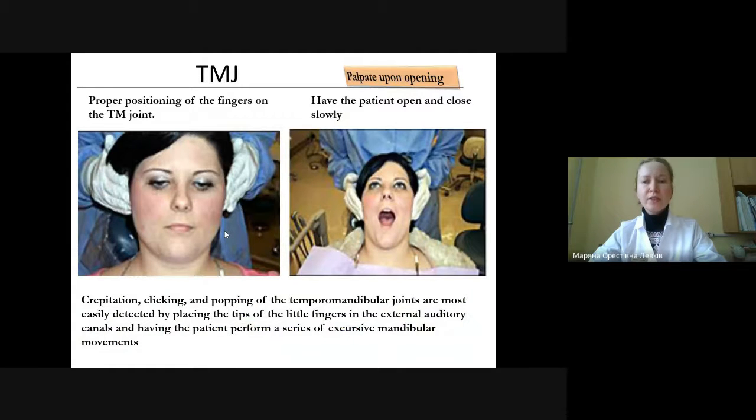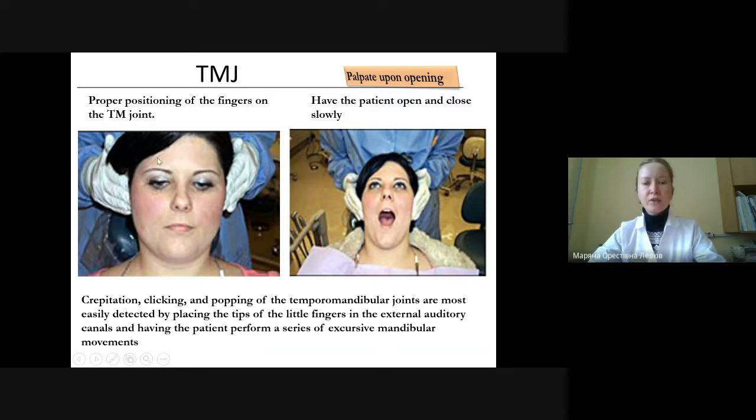Temporomandibular joint, TMJ. It is checked to find out any crepitation, clicking, and popping of the temporomandibular joints. Actually, it is most easily detected by placing the tips of the little fingers in the external auditory canals and having the patient perform a series of excursive mandibular movements. So this photo shows you the appropriate technique of checking TMJ.